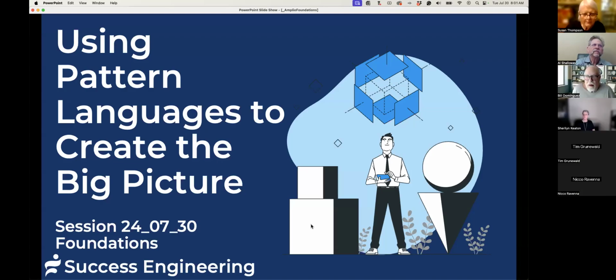Okay, here we go. This is, I think, the last piece in the Amplio Foundation set, at least for now. I say for now because I may come up with another one, as I tend to do. And this is about using pattern languages. Now, there's no supposition you know what a pattern or a pattern language is.